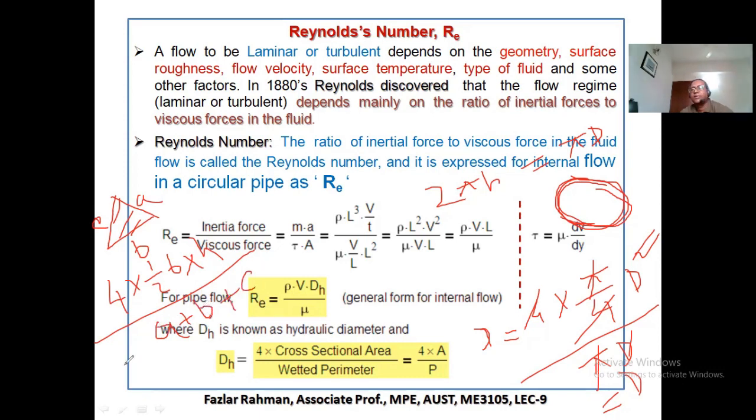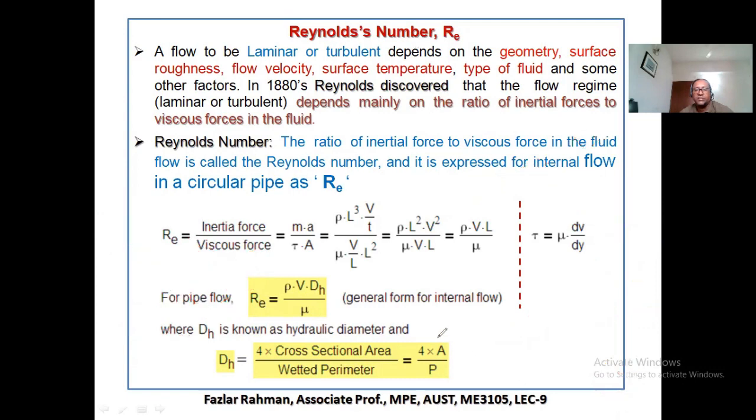Easy, you just need to remember this formula: 4 into cross-sectional area divided by wetted perimeter. If you have the hydraulic diameter, you put it over here. How will you get the V? V equals Q by area. Now you need to know the ranges, when it will be laminar and when it will be turbulent flow.